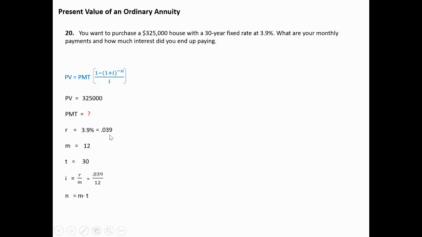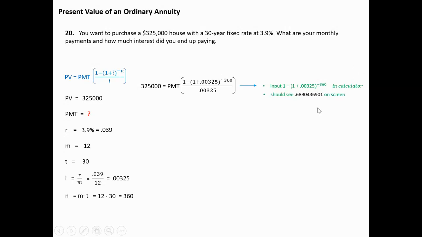So let's find the I. The I is R divided by M, which will give us 0.00325. And the N will be the M, the 12, times the 30, which will give us 360. Just plug them into the formula. And again, guys, I'm going to use the inverse to find the payment, okay? By that, I mean, here's how you plug into the calculator. You're going to plug in the numerator just the way it is: 1 minus parentheses 1 plus 0.00325, close parentheses, to the power of negative 360.